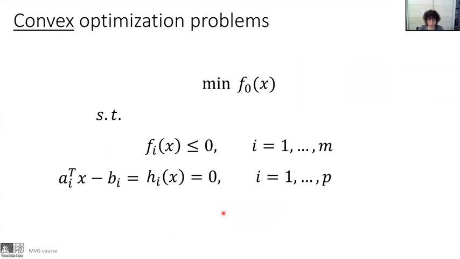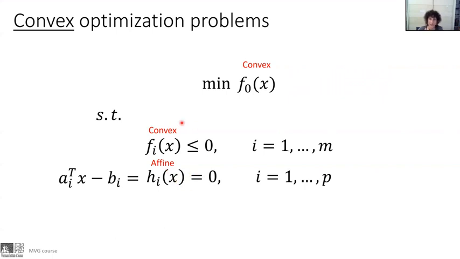And what happens in the convex optimization problem? In the convex optimization problem, we have a convex objective, convex functions for the inequalities, and affine functions for the equalities. If you want to ask yourself why just affine functions for the equalities, and not another convex function, any idea why?